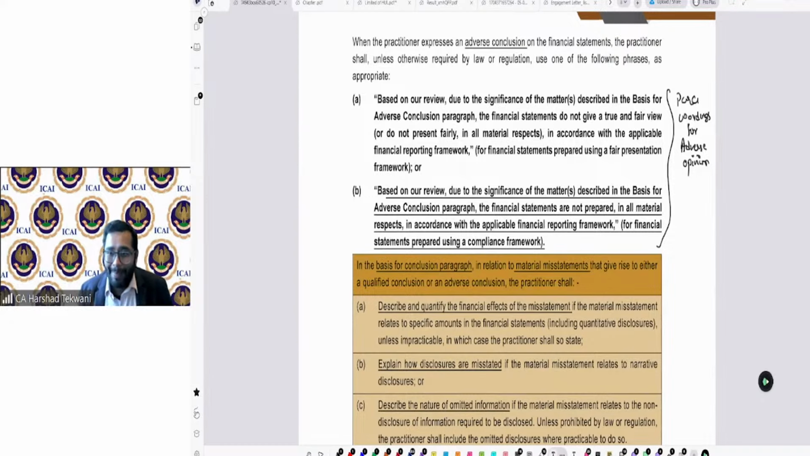So the SEBI circular may or may not be applicable to him, based on the review engagement. It could be a review engagement of a non-listed entity, a private limited entity, or a different scenario. So that is again case to case basis we need to see.